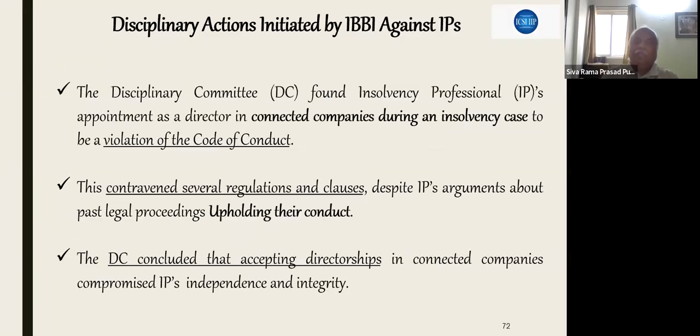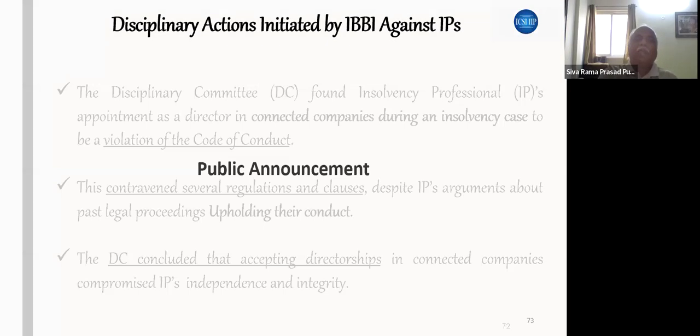Learning lessons. The disciplinary committee found that the insolvency professional's appointment as a director in connected companies during the insolvency case was a violation of the code of conduct. This contravened several regulations and clauses, in spite of the IP's argument about past legal proceedings upholding his conduct. The DC concluded that accepting the directorship in connected companies compromised the IP's independence and integrity.